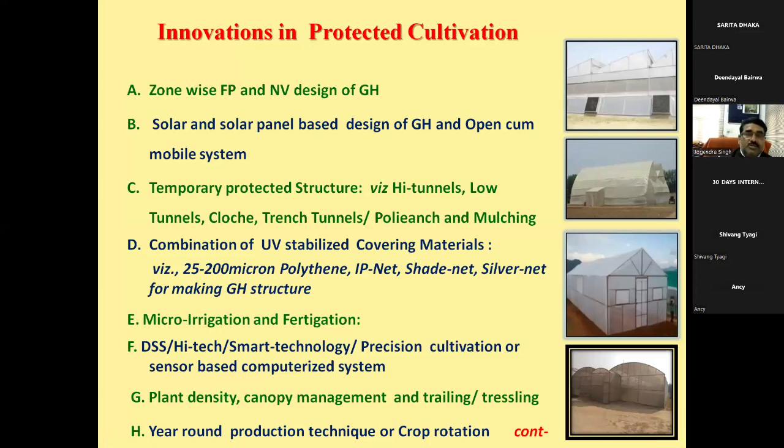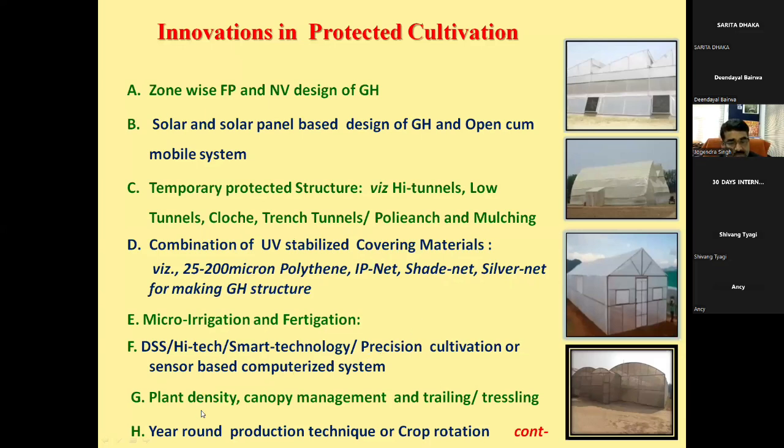So you can see here, zone-wise fan-pad or naturally ventilated greenhouse is developed by engineers. Solar panel-based design and temporary protected structures like high tunnel, low tunnel, row cover, trench tunnel, foliage and mulching. These are the temporary, need-based coverings of the crop as per need, and a combination of UV stabilized covering materials like 25 to 200 micron polythene, insect proof net, shade net, silver net, and blocking, micro irrigation, fertigation, decision support system, high tech, smart technology, precision cultivation, sensor based systems.